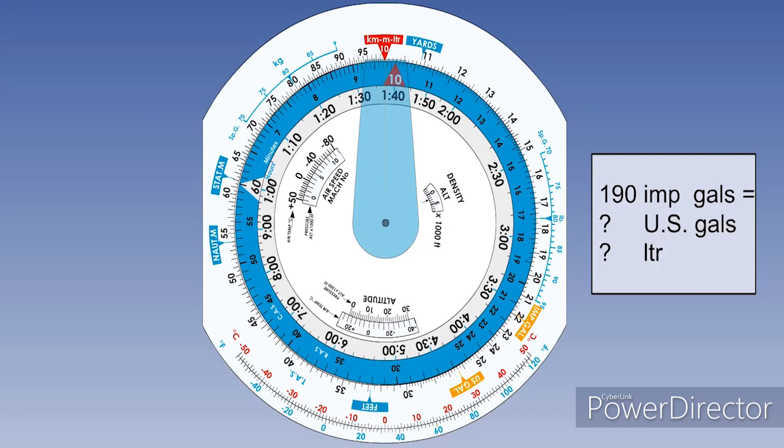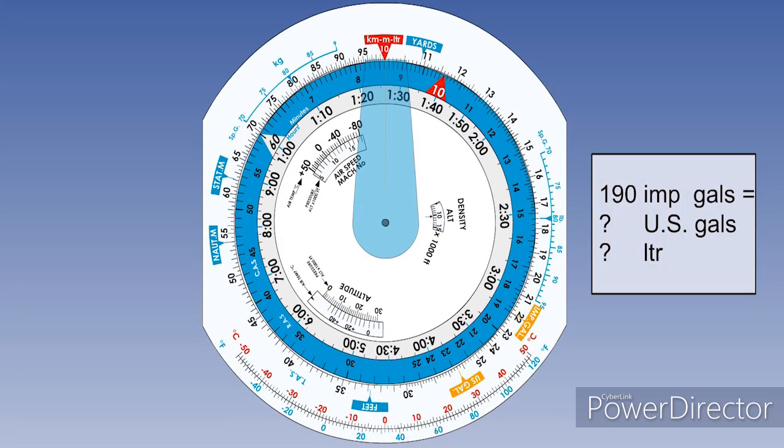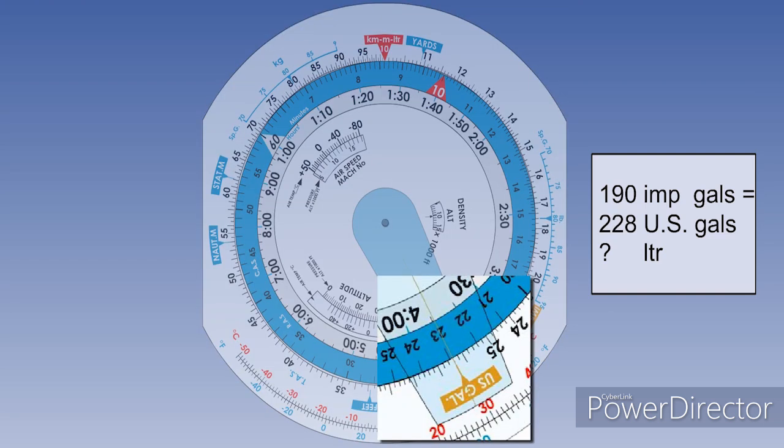Rotate the inner scale so that 19, representing 190 imperial gallons, is aligned with the imp-gal index on the outer scale. Setting the cursor over the US gallons index, we can read off a figure of 22.8. Our rough calculation indicates that the answer will be 228 US gallons.